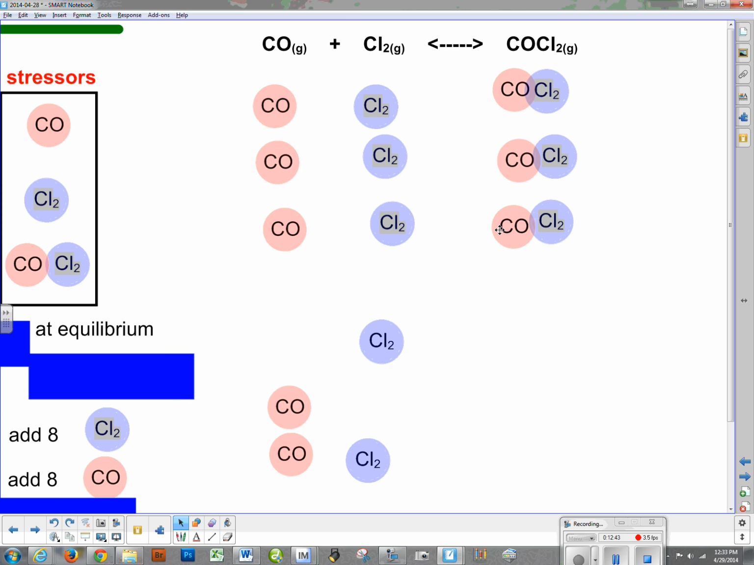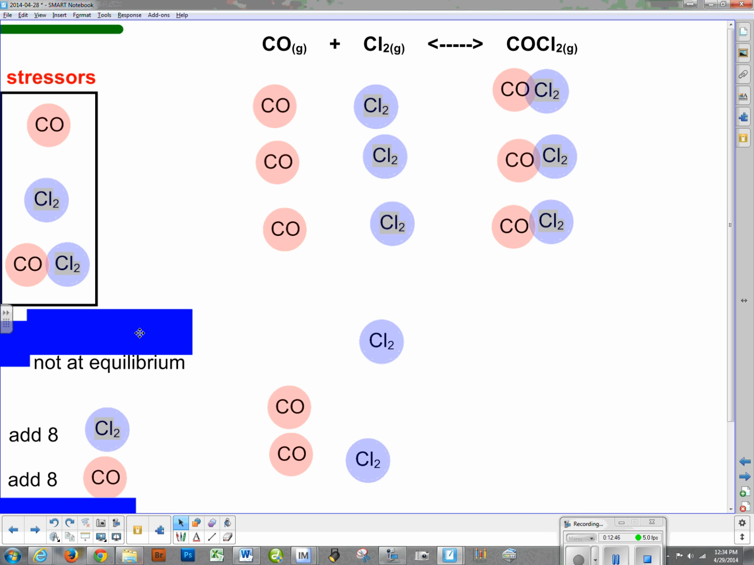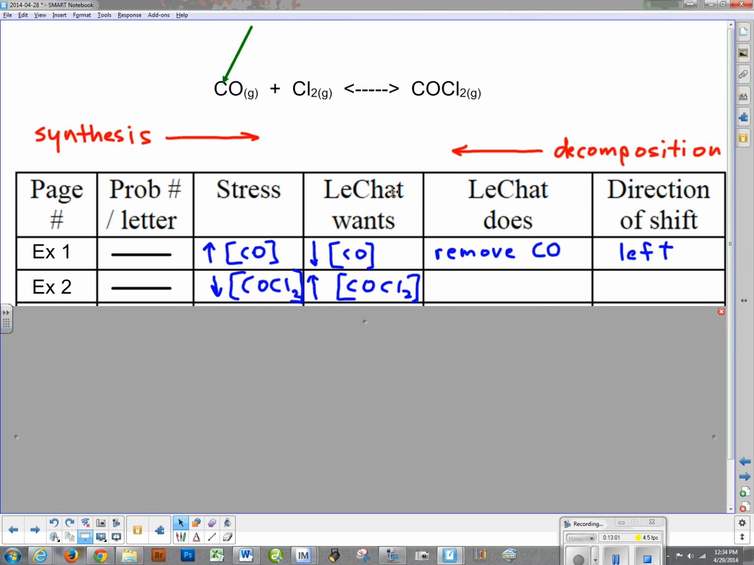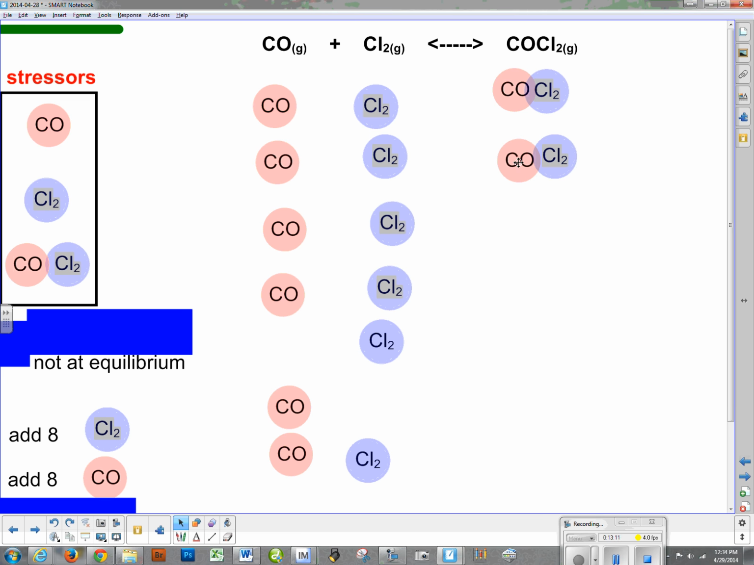Let's go ahead and take one of these guys apart, which will mean that we are now not at equilibrium. Okay, but we did this from outside. Now, LeChat has seen what we've done, and what he wants to do is he wants to increase the amount of COCl2. And perhaps we should go ahead and stress it even a little bit more, and we are definitely not at equilibrium now. Okay, so let's go ahead and equilibrate.